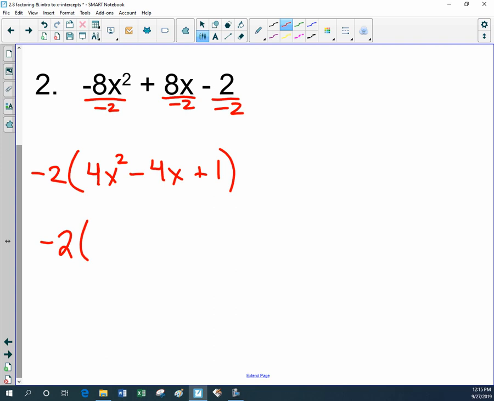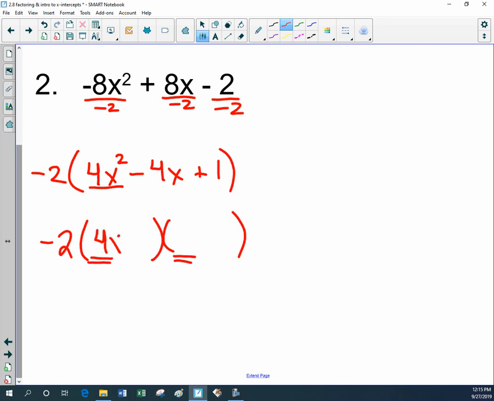Okay, so now let's think of our possibilities here. So first of all, factors of 4x squared. We would have the option of putting 4x and 1x or 2x and 2x. Those are two different possibilities. Okay, can you identify what might work? So you think 4x and 1x?